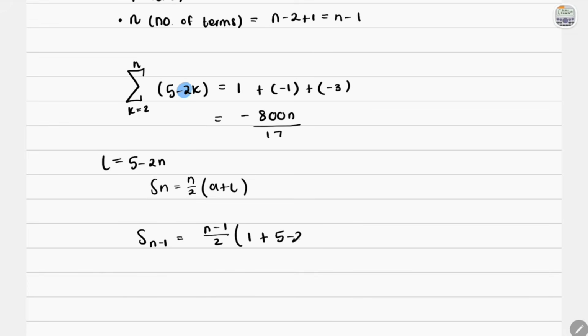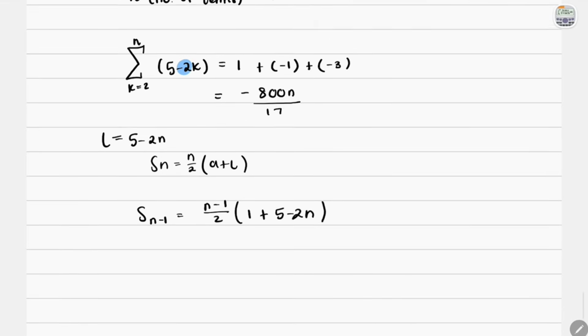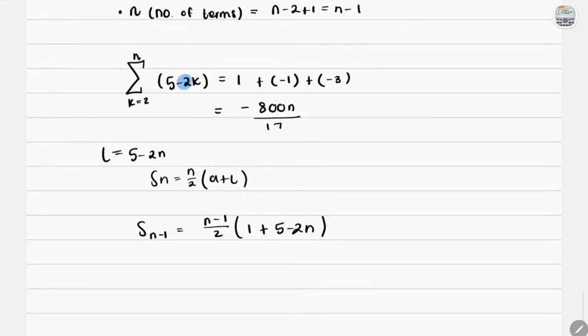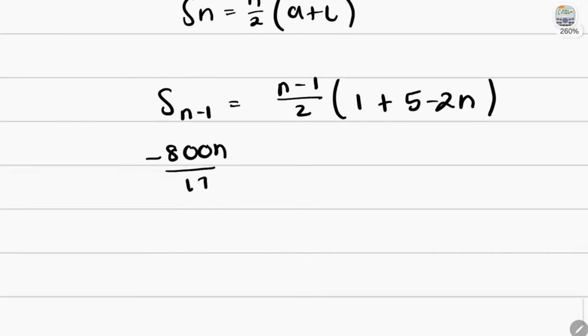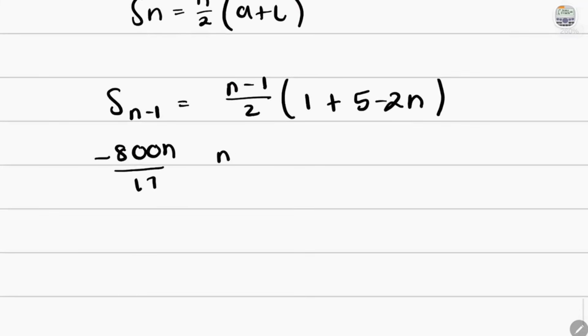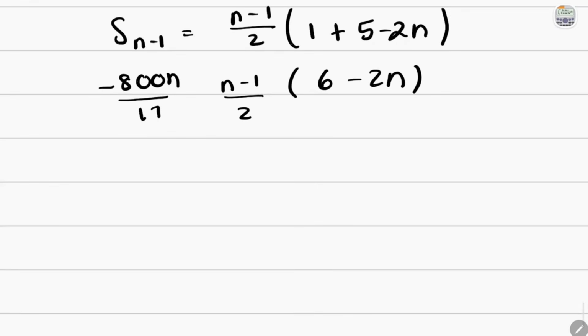So that is the last term. And now we can go ahead and start solving. We know that the sum of these terms gives us negative 800n over 17. And this is equal to, we still have n minus 1 over 2, and that gives us 6 minus 2n, and then we'll multiply in.